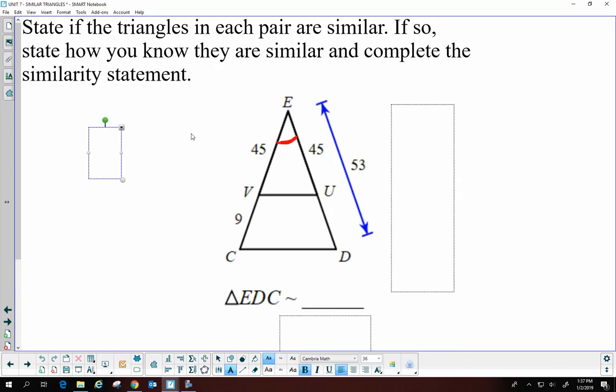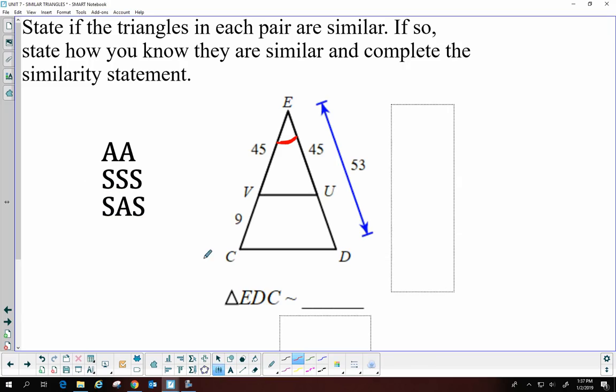Let me list my options. E is the only angle we know anything about, and so angle angle is not going to work. VU and CD have no length labeled on them, so we don't know anything about those sides. So side, side, side won't work because we need to know how long all the sides are. So we need to check to see if our sides are in proportion.